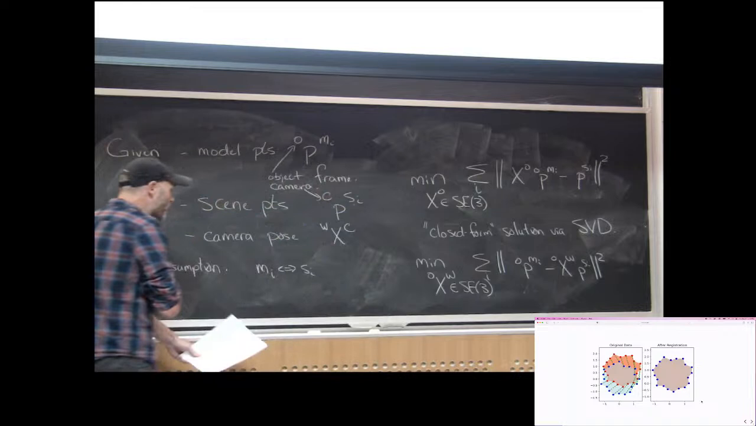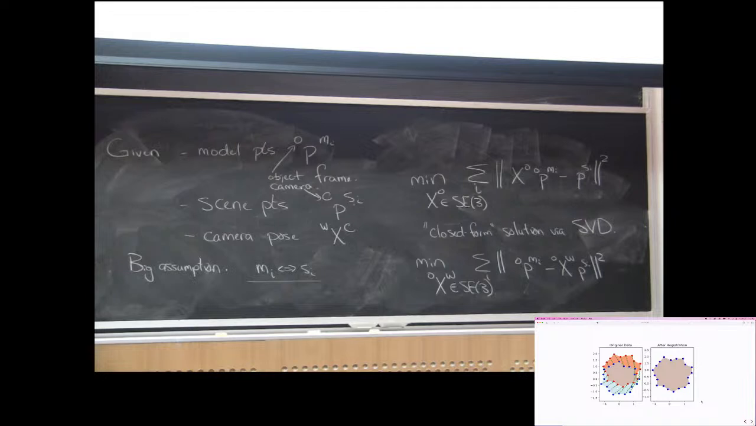Okay, but I want to address this big assumption, because really, how could you possibly know which point in the model, if I get a point cloud of a mustard bottle, how am I possibly going to know which one goes with the top, which one goes with the bottom? That's maybe the hardest part of perception, to make that leap.